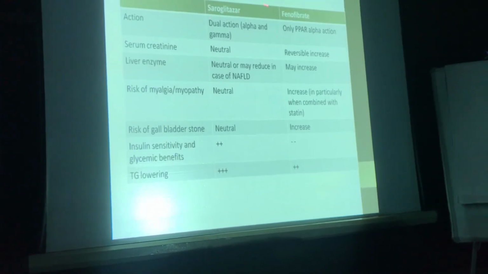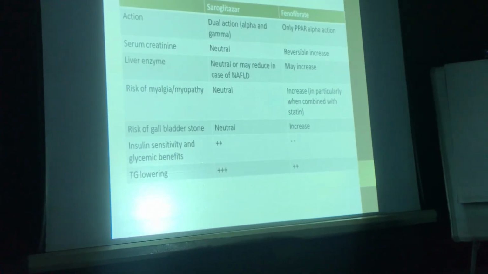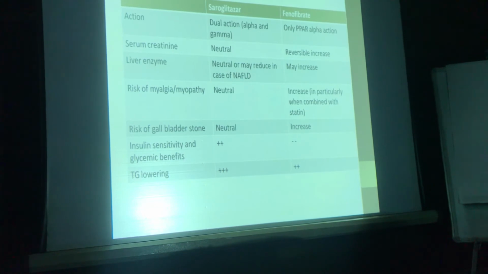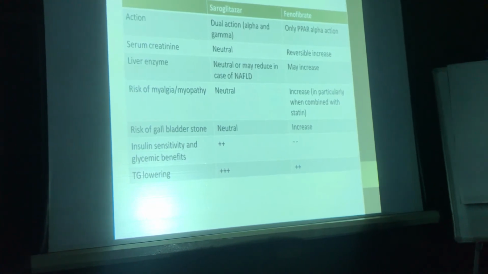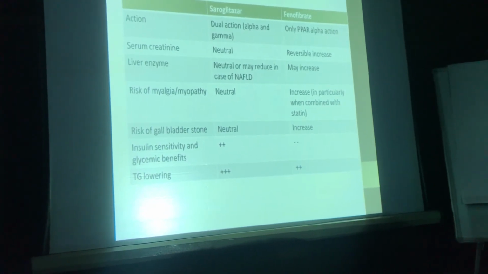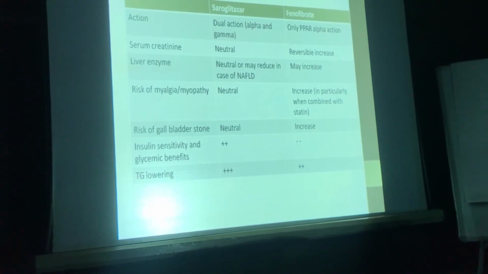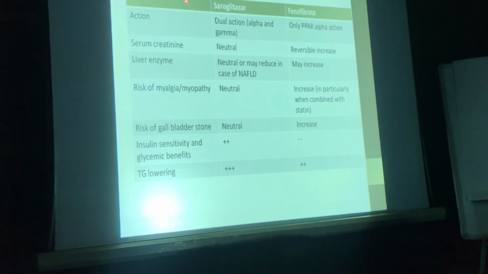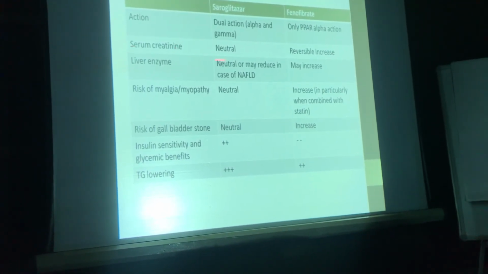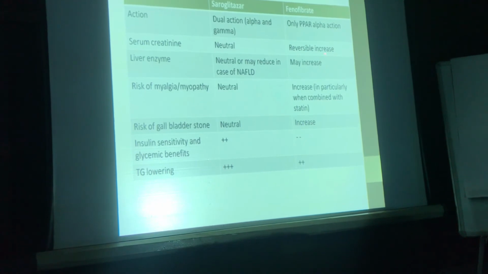Now fibrates, as I said, in 2013 they were approved by the FDA, but then subsequently side effects really came, and they have been disapproved for the treatment of dyslipidemia, except under special circumstances. The reason was that they increase the serum creatinine level, though it may be reversible.